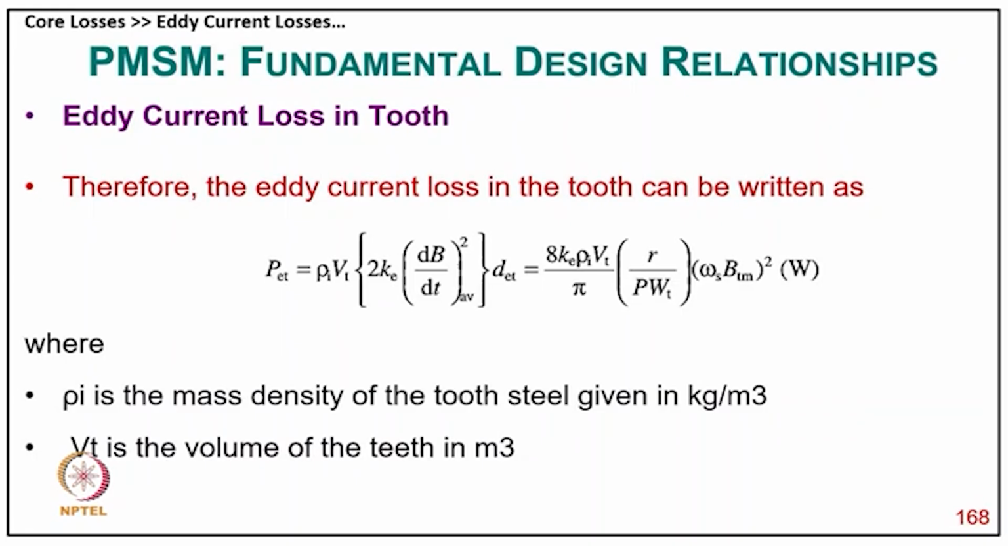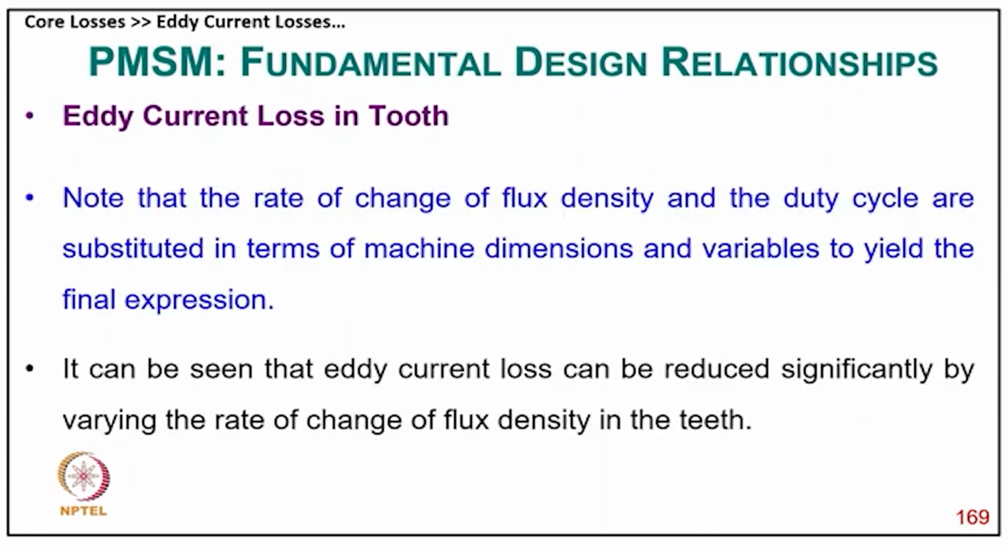the eddy current loss in the tooth can be written as Pet equal to rho I into Vt into 2 Ke (dB upon dt) square into d, that is 8 Ke rho I Vt upon pi r upon p Wt into omega e Btm square in watts, where rho I is the mass density of the tooth steel given in kg per meter cube, and Vt is the volume of the teeth in meter cube. Now this is the eddy current loss in the tooth. Note that the rate of change of flux density and duty cycle are substituted in terms of machine dimensions and variables to yield the final expression.